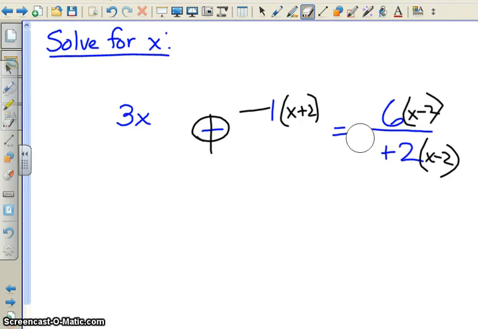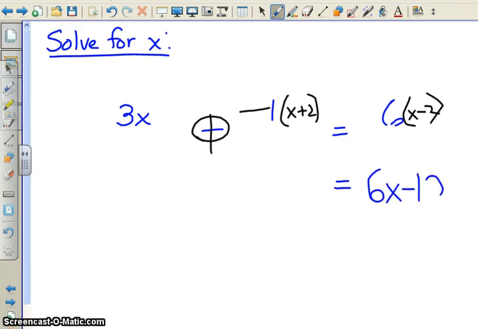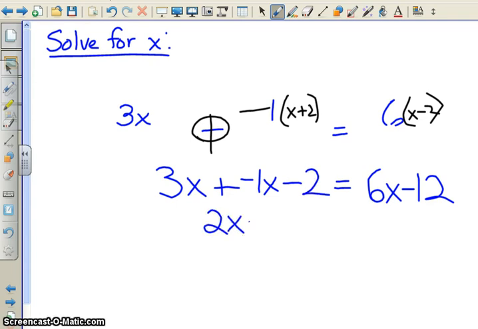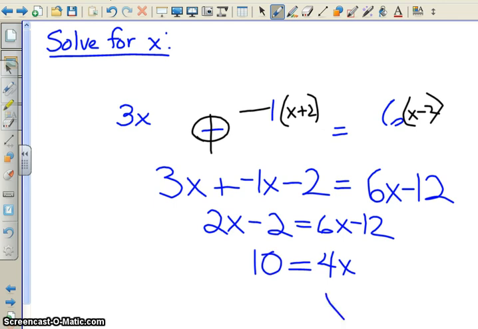Denominators, gone. And now all we have to do is solve this equation in the numerator. We got to do some distributing. Over on the right, we're going to have 6x minus 12. On the left, we've got this 3x plus. Now negative 1 times x is negative 1x, and negative 1 times positive 2 is negative 2. Combining like terms. And solving for x, minusing the 2x to the right, adding the 12 to the left, gives us our answer for x of 10/4, or 5/2 if we reduce.